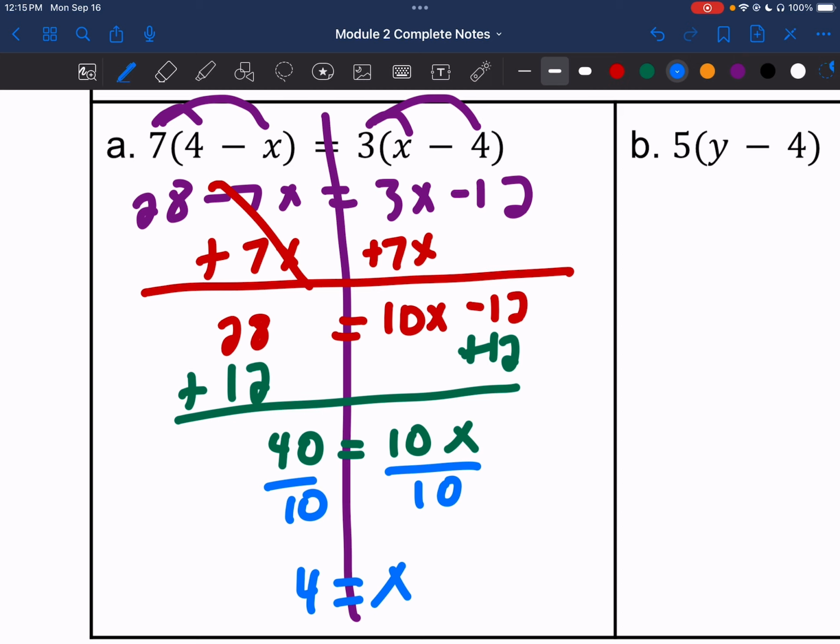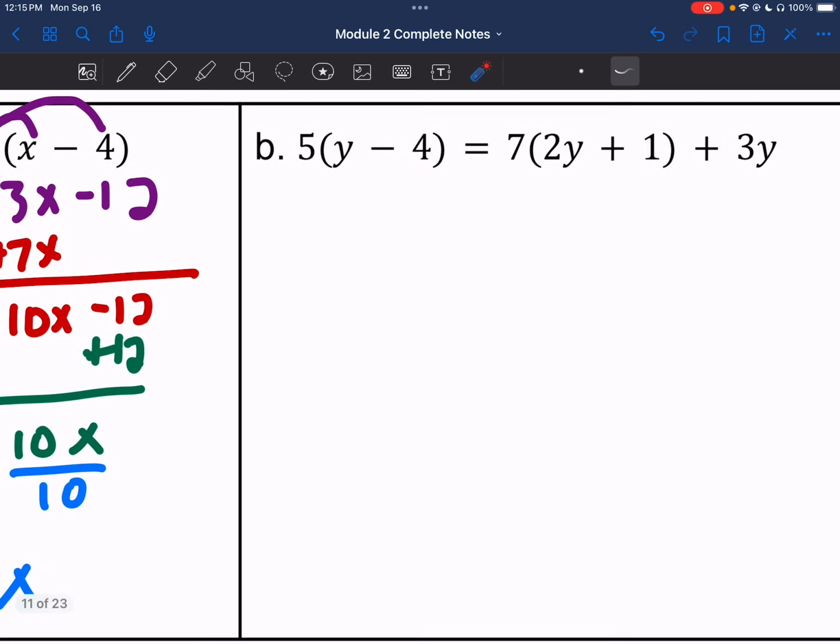Okay, now when we're distributing, the key we need to remember is the second distribution. That's a place I've been seeing mistakes. Make sure we're multiplying and not adding. This right here tells us that we are multiplying this value.